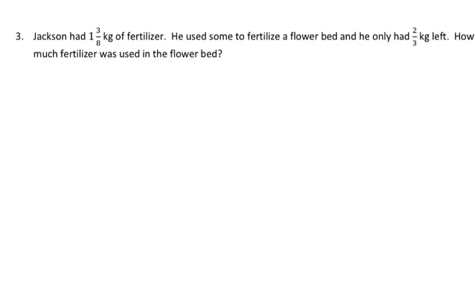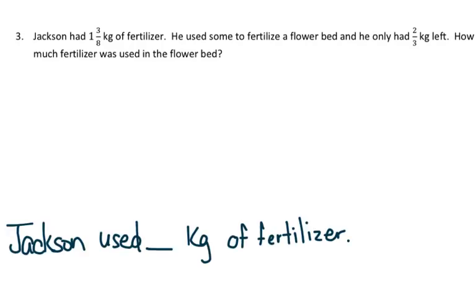Okay, so let's move on to homework problem number 3, and it reads, Jackson has 1 3/8 kilograms of fertilizer. He used some to fertilize a flower bed, and he only has 2/3 kilograms left. How much fertilizer was used in his flower bed? The first thing is our target sentence, and it reads, Jackson used blank kilograms of fertilizer. We know that Jackson had 1 3/8 kilograms of fertilizer. We're not sure how much he used in the flower bed, but we do know that he had 2/3 of a kilogram left. So the problem will be 1 3/8 minus 2/3.